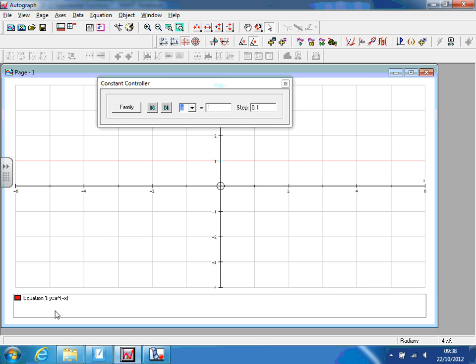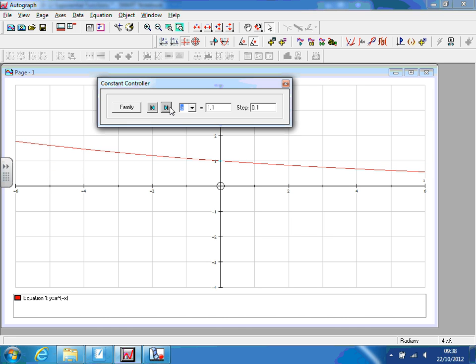But if I change the value of a, using the constant controller here, then we get this exponential decay curve start to appear. And here it is. That's the familiar sort of shape you would expect to see on a capacitor. Now, if we change the value of a, the bigger a gets, the steeper this curve.